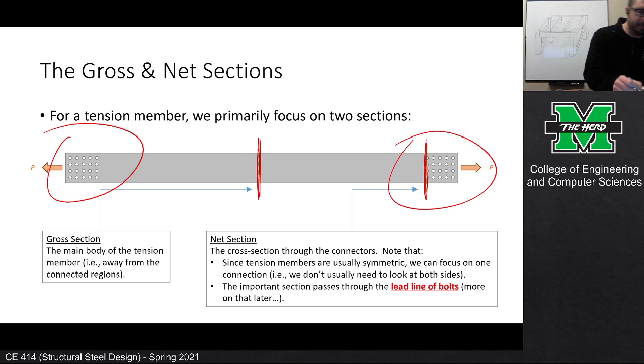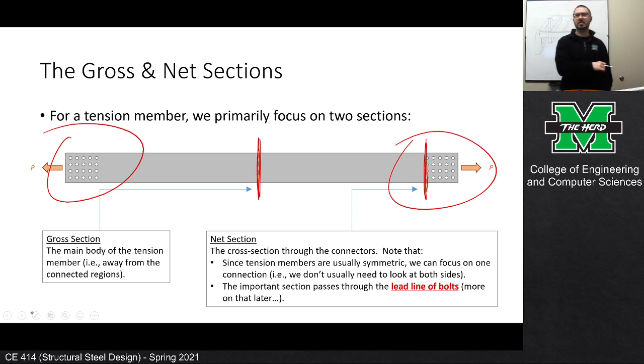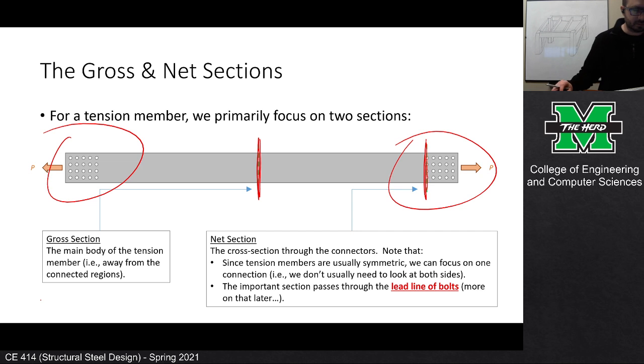The other thing that's important is that we are considering the section that passes through what's called the lead line of bolts. To be honest, for today, that doesn't really matter, but that will later, okay? So later, assessing the lead line will be important. For today, it won't affect anything. Any questions?